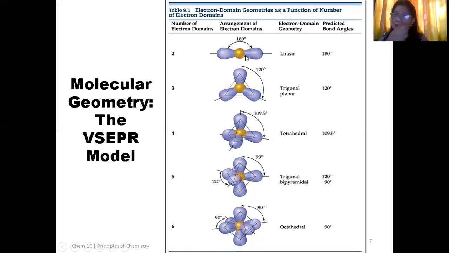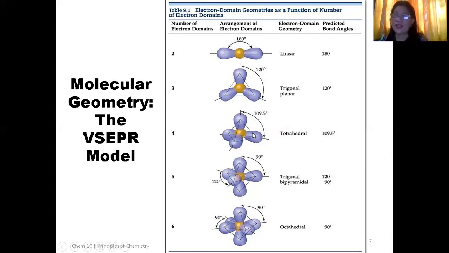So for the linear, this one, this is linear. Now, the first one is linear. How many electron domains at the central? Of course, there will be 2. That is 1 and 2. So it's linear, and this is the bond angle. Then for the trigonal planar, how many electron domains? There will be 3. That is 1, 2, 3. It has a predicted bond angle of 120.